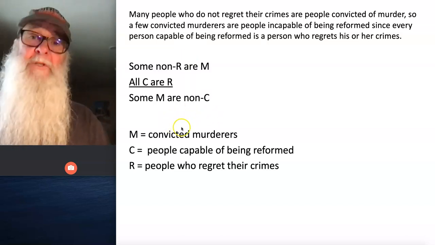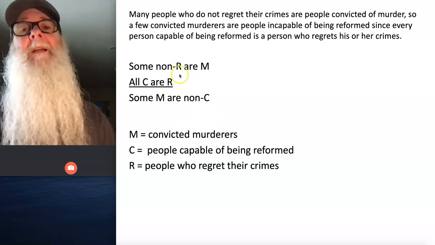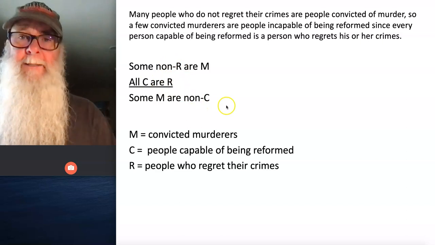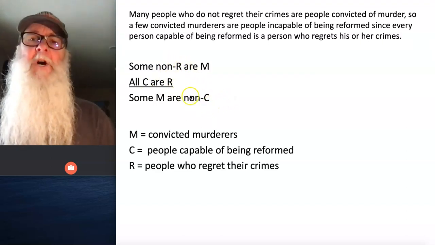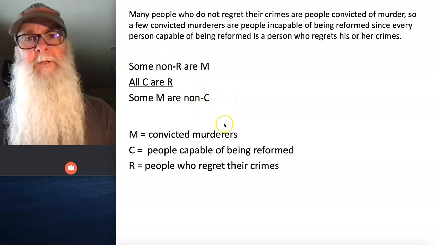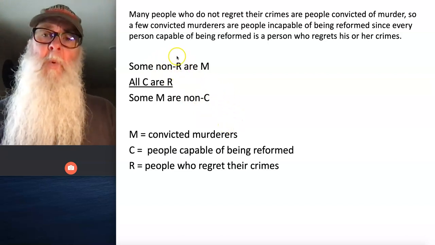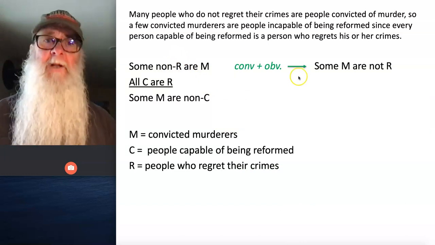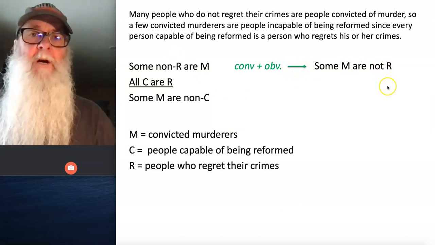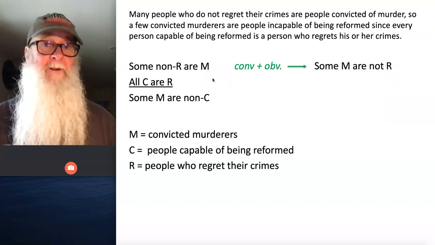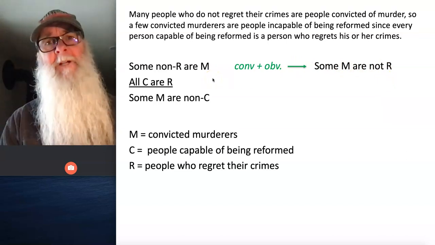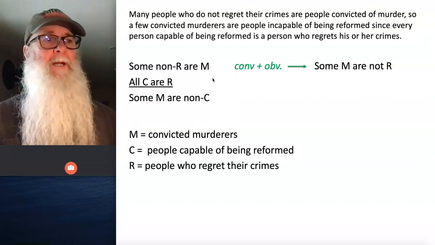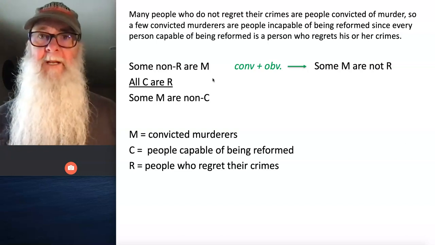So now what we have to do is reduce down the number of terms in this argument by eliminating term complements. We've got non-R and R and non-C and C. Ideally, we're going to get rid of the non-R and the non-C by using conversion, obversion, and contraposition. When we look at this first premise, if we convert that statement and then obvert it, we'll get the statement some M are not R. Okay, now we've got to convert it and then obvert it. We've got to do it in that order, because if we obvert first, we're going to wind up with an O statement, and then if we apply conversion to that, we will have committed illicit conversion.